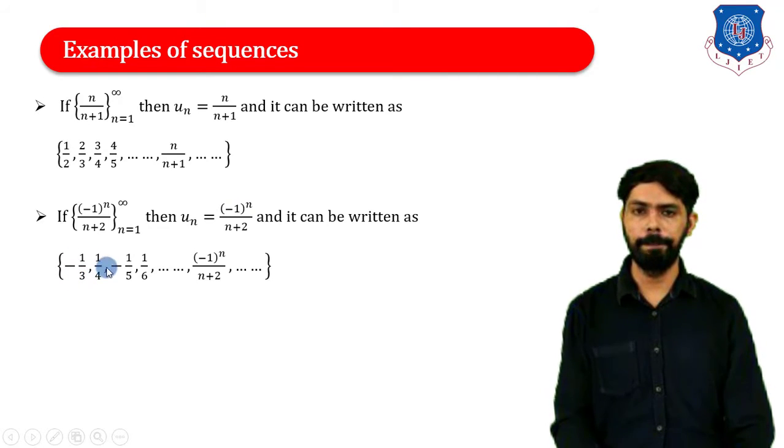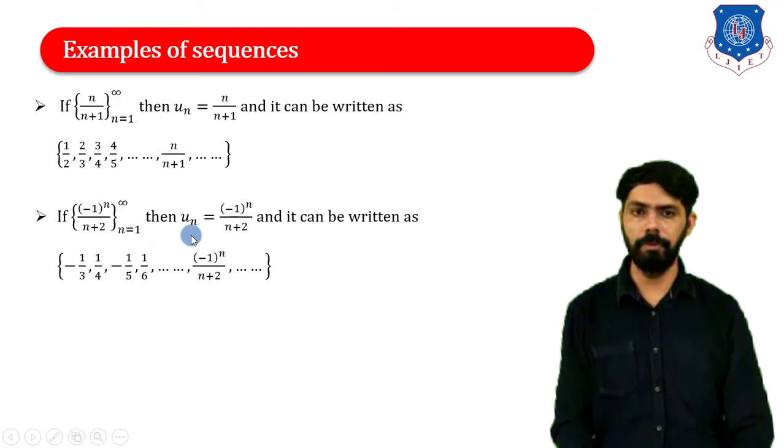Now for the second term, we put n equal to 2 in un. So it will be (minus 1) whole squared divided by 2 plus 2. (Minus 1) whole squared is plus 1, so it is 1 divided by 4. Same way, for the third term, we put n equal to 3 in un. So it will be (minus 1) whole raised to 3 divided by 3 plus 2, and (minus 1) raised to 3 is minus 1. So it will be minus 1 divided by 5.